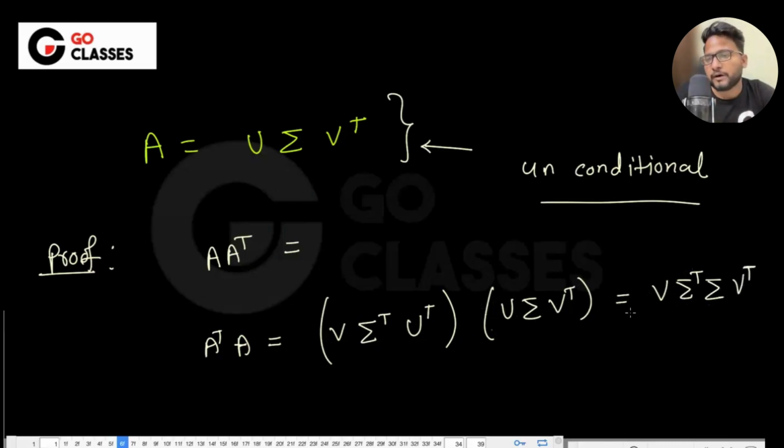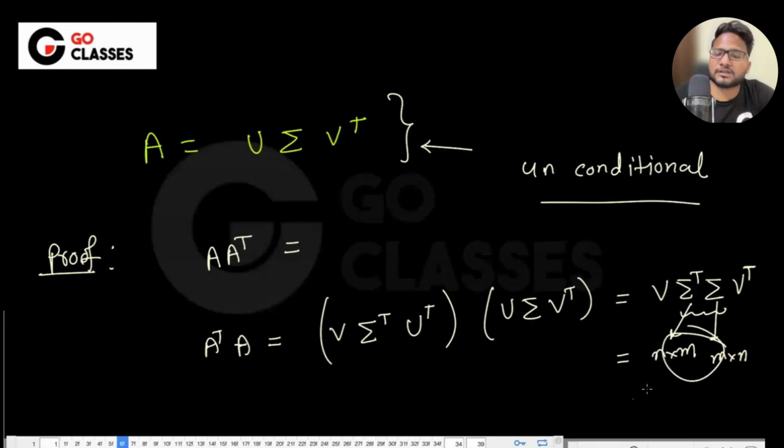If V is an orthogonal matrix, then sigma transpose sigma will always be a square matrix. If sigma is m cross n, then its transpose will be n cross m, so it is always square irrespective of the dimension of sigma. It will be a diagonal matrix, so we have the diagonal matrix sigma transpose sigma and then V transpose. So it looks like eigenvalue decomposition, right?